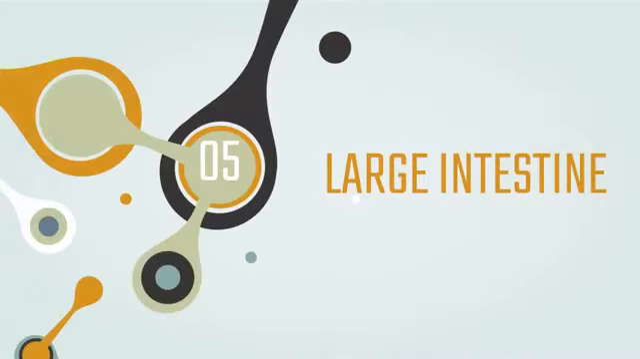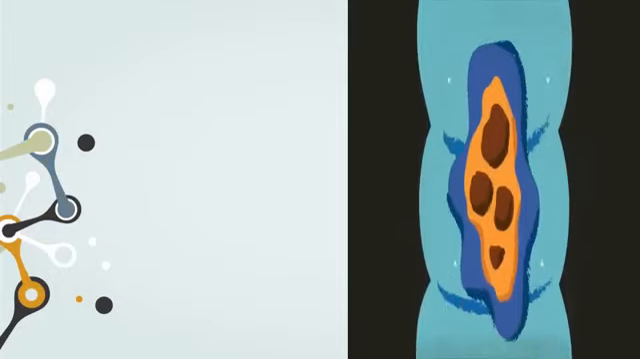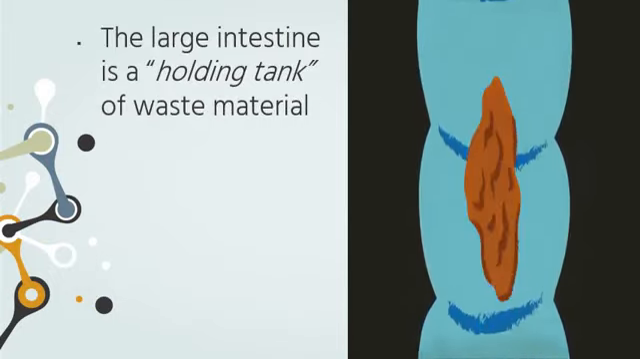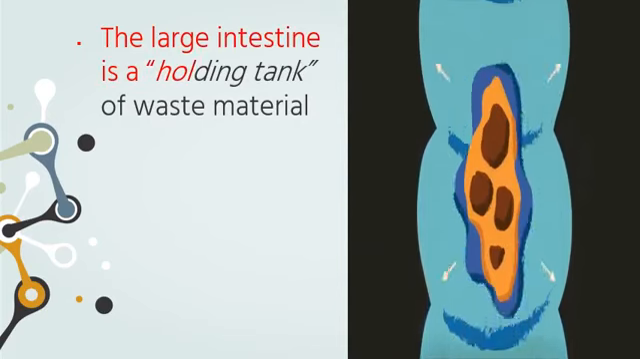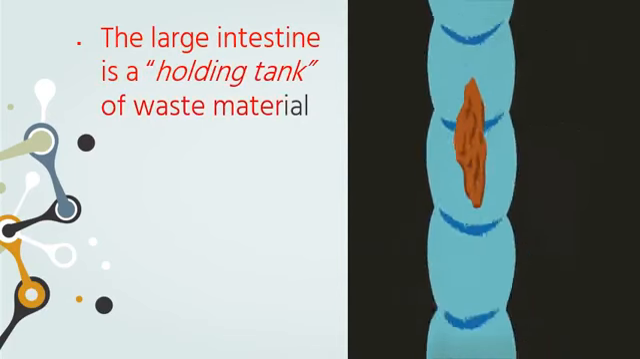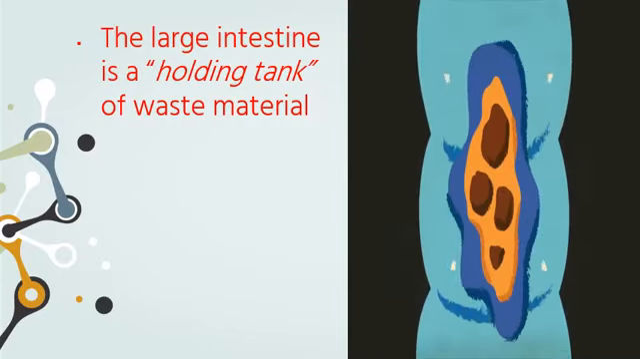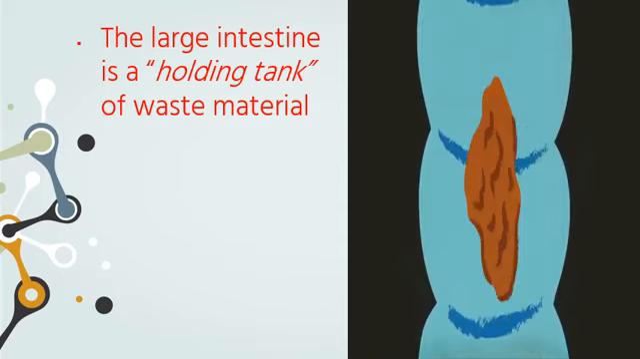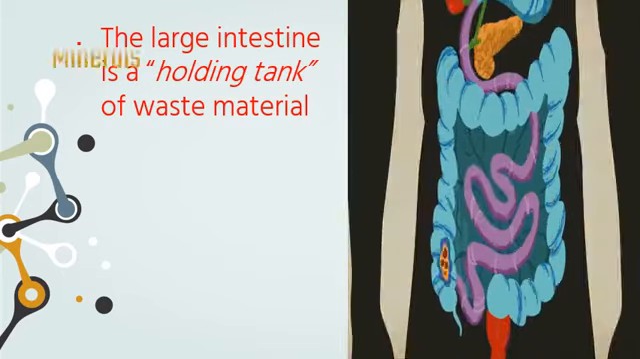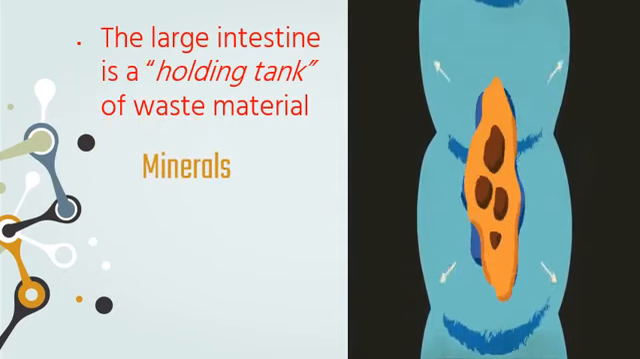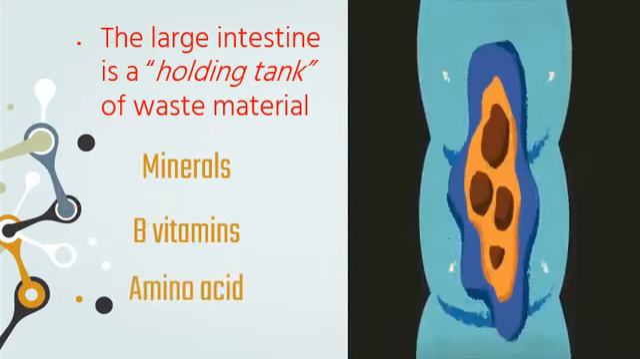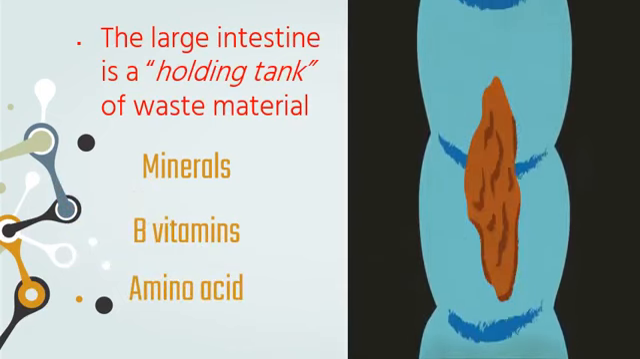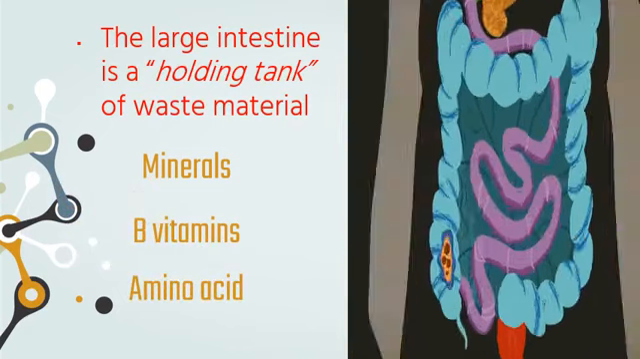The remaining material moves into the large intestine. The large intestine is primarily a holding tank of waste material. Again, let's read. The large intestine is a holding tank of waste material. So the particles that are not absorbed by the small intestine reach the large intestine. Absorption of minerals such as calcium and magnesium, as well as B vitamins and some amino acids takes place here. Now, the large intestine absorbs water and other particles.